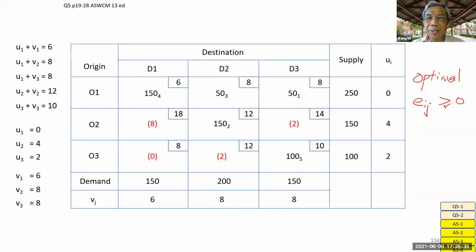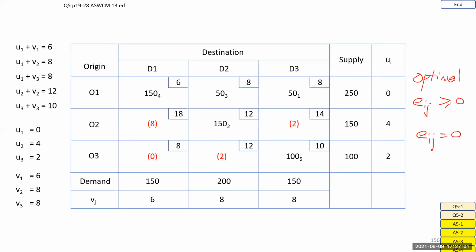Now, you notice one of these Eij equals 0. Do you notice anyone equals 0? This one, right? Do you see this one? Yes. Okay, what does this mean?